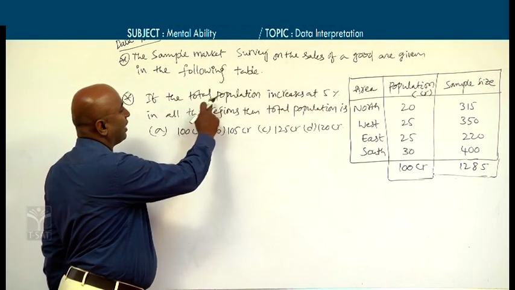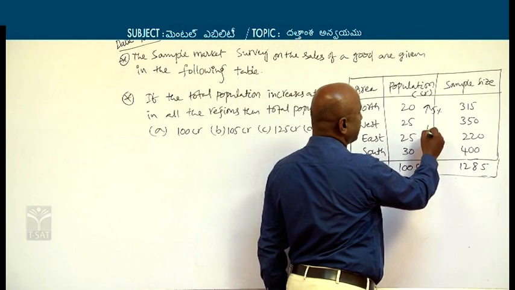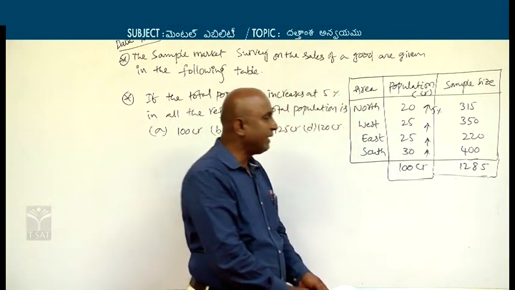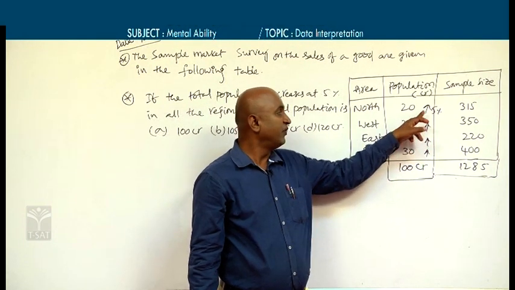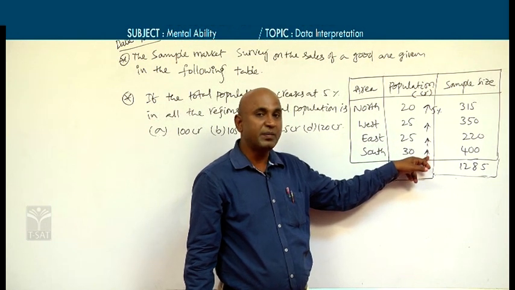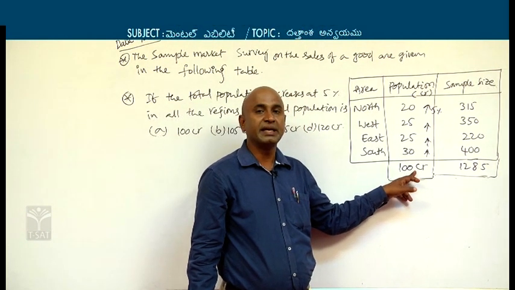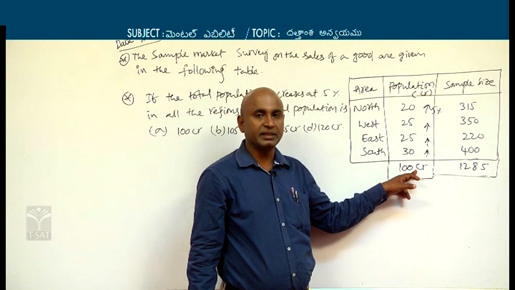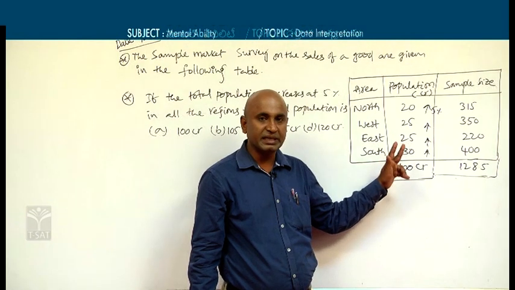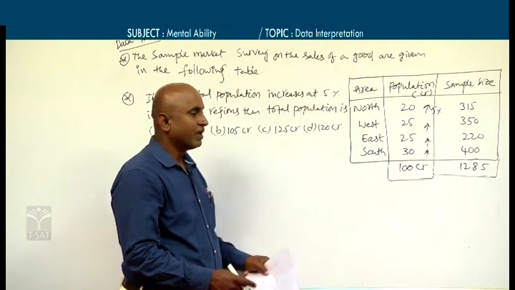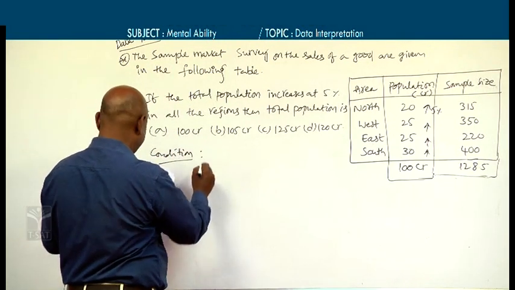Here, in each and every area, the population increased by 5%. Generally, aspirants will assume that since there are four 5% increases, the total population will also have four 5% increases. But it is not like that. In the total population also, the rise is only 5%. We will see how it will be 5%. You must remember and note this point.